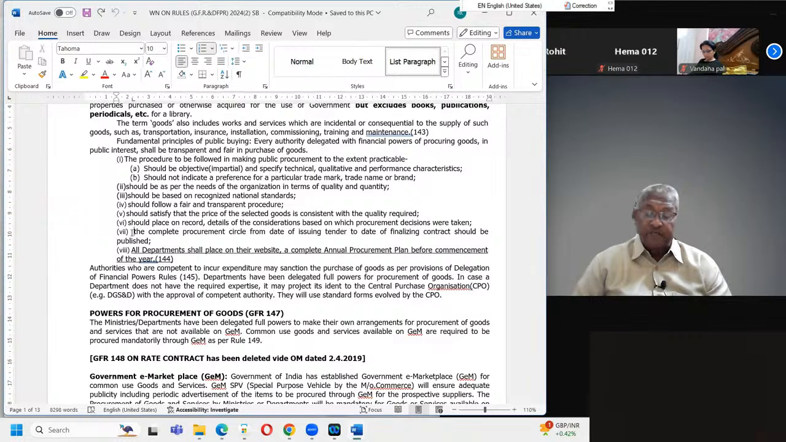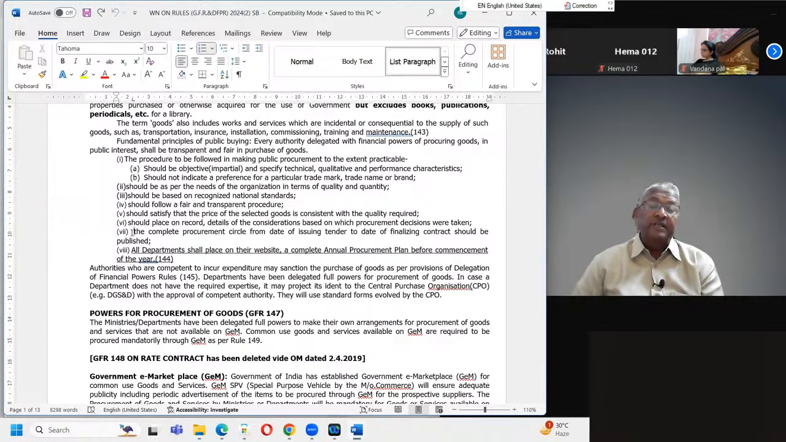Authorities who are competent to incur expenditure may sanction the purchase of goods as per provisions of delegation of financial powers rules. Departments have been delegated full powers for procurement of goods. In case a department does not have required expertise, that is, suppose we do not have that much procurement expertise, then it may project its intent to the Central Purchase Organization, CPO.